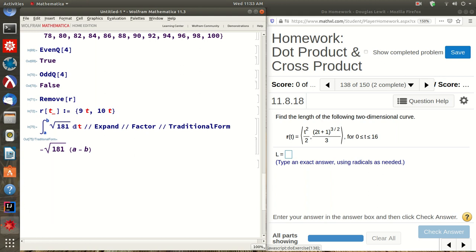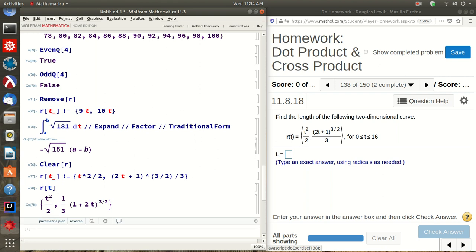Remove, or I could clear it. I don't think I have to totally remove it. Clear r. Let's redefine r of t. It is equal to t squared over 2, and 2 times t plus 1 to the power of 3 over 2, and the whole thing divided by 3. Okay, that looks good. And the limits of integration will be 0 and 16.